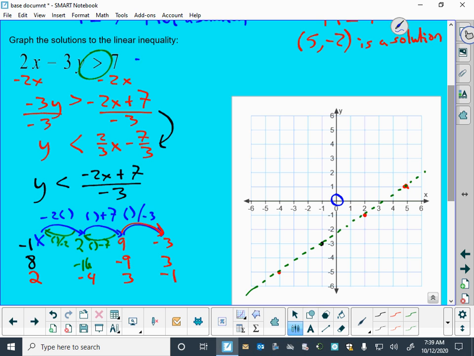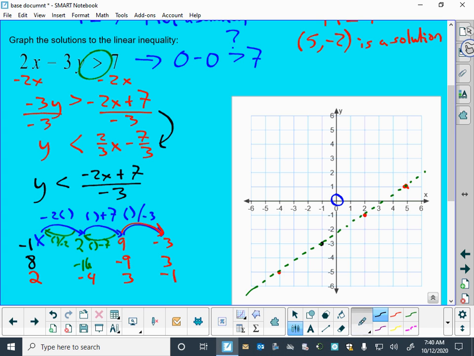And I'm going to go back to the original problem like I did before and ask myself the question, is 0, 0 a solution to this? Well, if I put 0 in for the x, I get 0. Put 0 in for the y, I get 0 minus 0. And the question is, is 0 minus 0 bigger than 7? Well, the answer obviously is no, which means the point that I have circled there is not a good answer, and it should not get shaded.